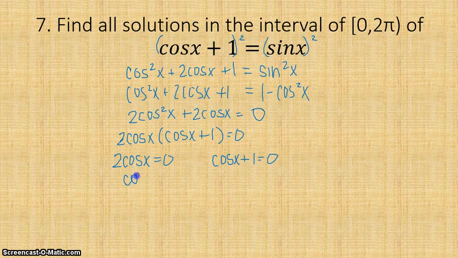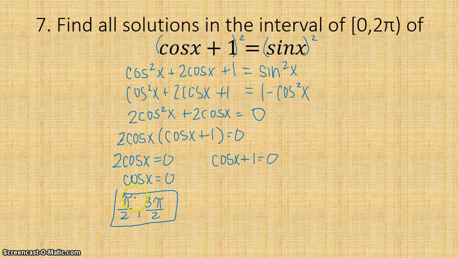So here, when I divide by 2, I get cosine x equals 0, which cosine equals 0 at pi over 2 and 3 pi over 2. And then for this one, I'd have cosine x equals -1, which happens at pi. So those are my three answers.